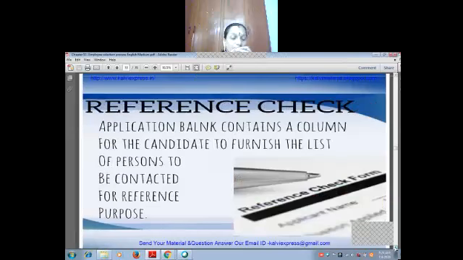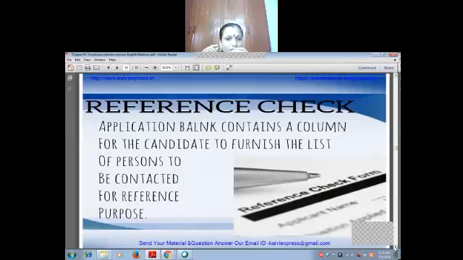Reference check. Sorry, reference check. The application blank contains a column for the candidates to furnish the list of persons to be contacted for reference purposes. So what they will do, all the exams and interviews are over. Afterwards, they will refer. Somebody should refer you. They will give a reference. Sometimes they are not contacting you. If you are giving some other persons for contact, they will contact through that person. Okay, that is called a reference check.